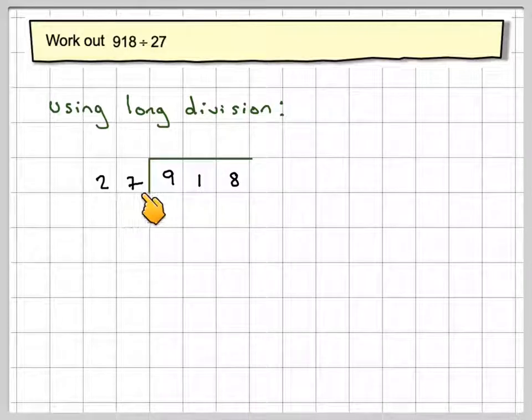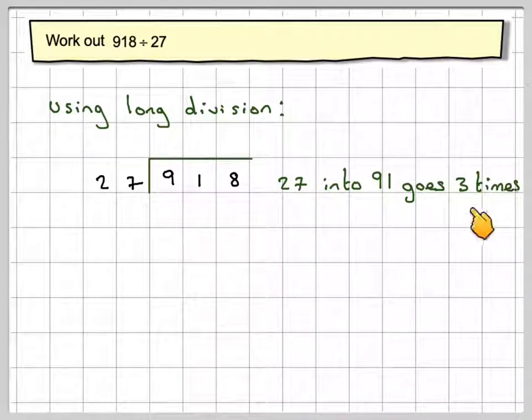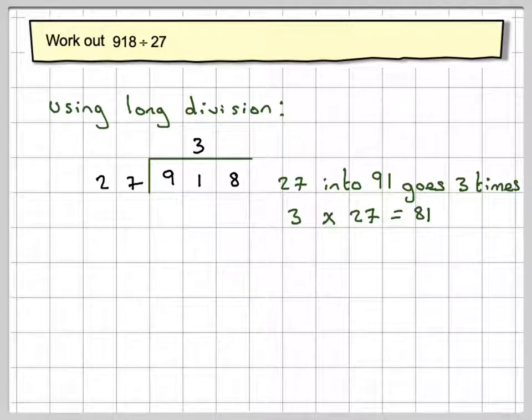And what you say is 27 into 9 obviously doesn't go. 27 into 91 will go 3 times. And then above the 1 here, you now put a 3. Now 3 times 27, so we can do that using 3 times 7, which is 21, carry the 2, and then 3 times 2 is 6, plus the 2 gives me 8. So we get 81. And then we have to do a subtraction.